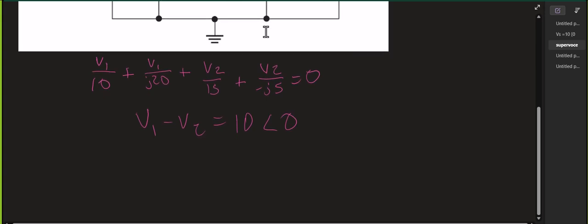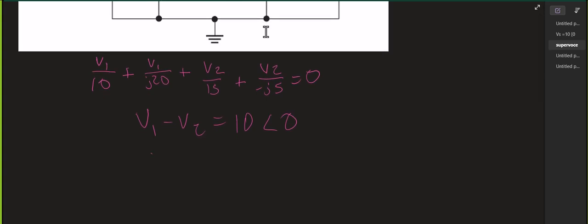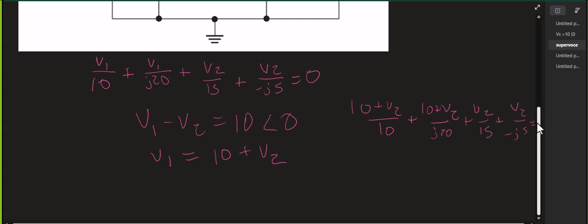I think what I'm going to do is say V1 equals 10 plus V2, because 10 angle 0 is just 10. So I can say 10 plus V2 over 10, plus 10 plus V2 over j20, plus V2 over 15, plus V2 over minus j5 equals 0.